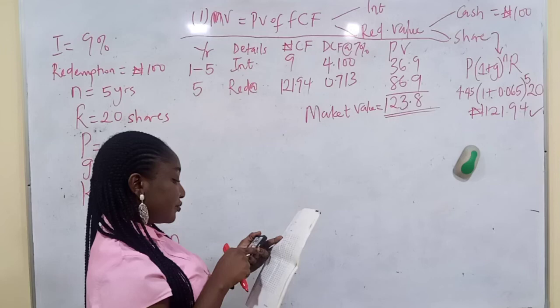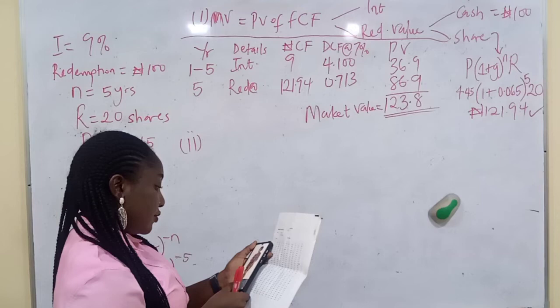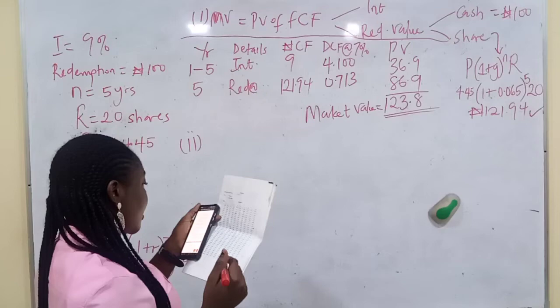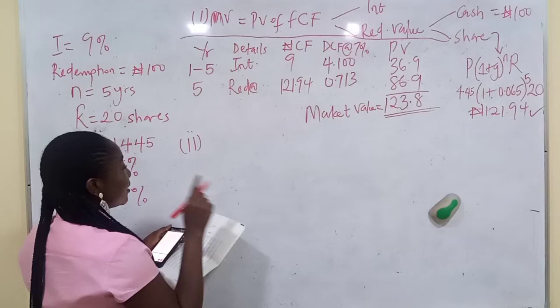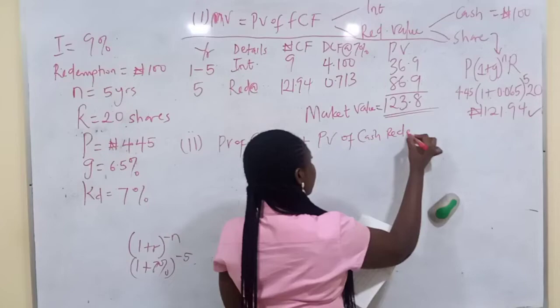So, we've gotten the market value. The second part of the question, which is II, says: calculate the floor value. I said it in the explanation that the floor value is the present value of your coupon plus the present value of cash redemption.